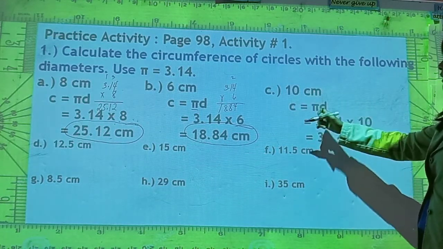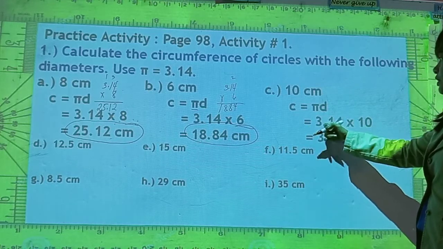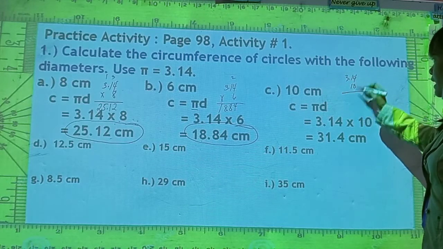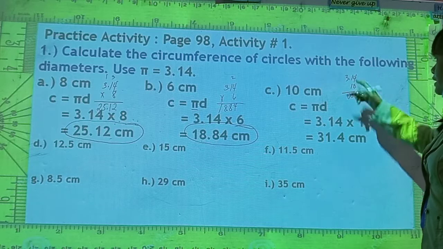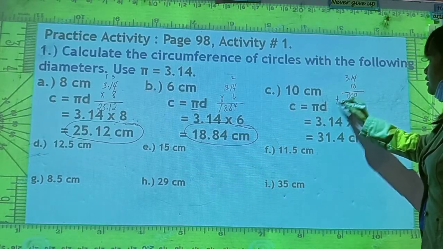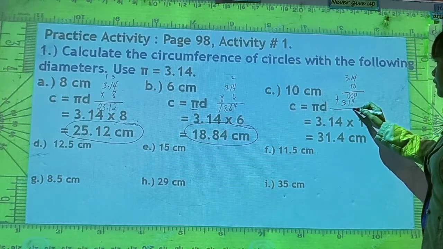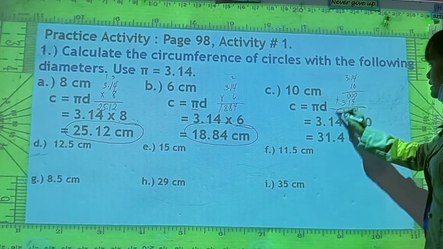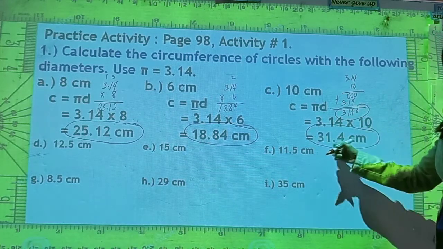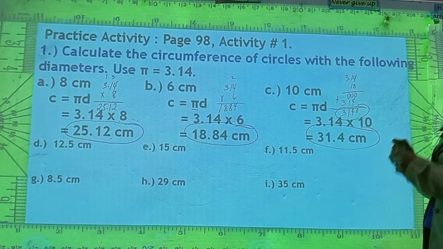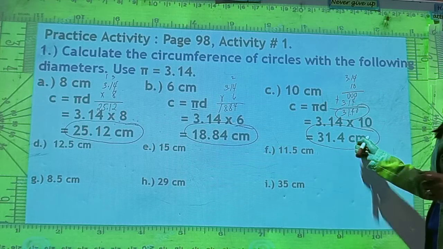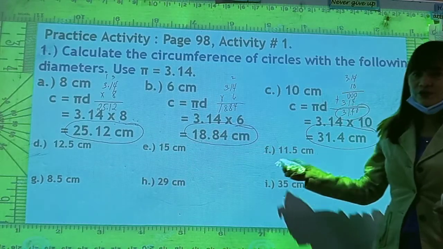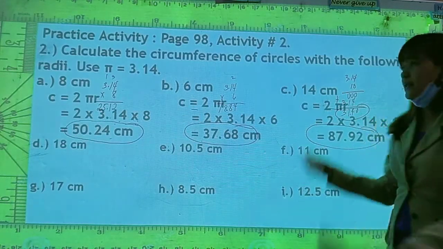How about number 3? The diameter is 10. So, substitute the value of diameter, 3.14 times 10. So we have 0, 0, 0. Then 4, 1, and 3 by addition. So bring down 0, 4, 1, 3. How many decimal? 1, 2, 1, 2. Therefore, the answer is 31.40 or 31.4 centimeter. Any question, class, regarding this activity? After our discussion, we are going to answer D, E, F, G, H, and I. Any question? Very good. So let us proceed to the next slide.